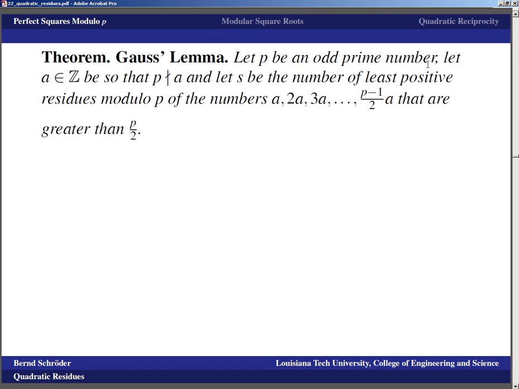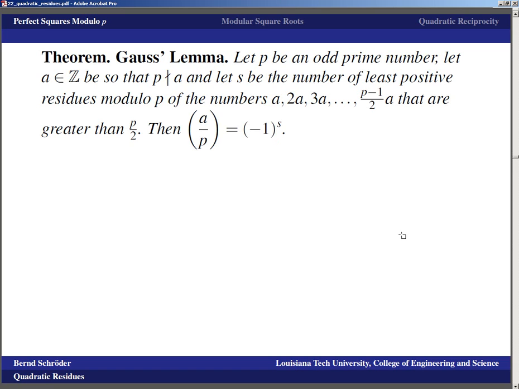We take an odd prime number p, and we let a be an integer such that p does not divide a, and we let s be the number of least positive residues modulo p of the numbers a, 2a, 3a, all the way to (p-1)/2 times a, that are greater than p/2. Gauss's lemma says that the Legendre symbol of a over p is (-1)^s. Now that looks like we are making things actually worse, but note that the name is Gauss's lemma, not Gauss's theorem.